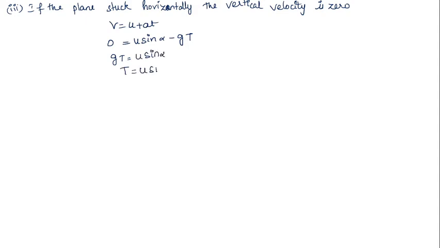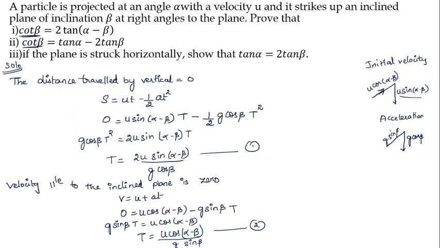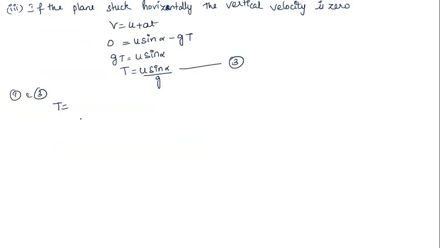T is equal to U sine alpha by G. We can consider this as equation 3. So compare equation 1 and 3. We know that our equation 1 is the time of flight, which is 2U sine (alpha minus beta) by G cos beta. So this will be 2U sine (alpha minus beta) divided by G cos beta, which is equal to U sine alpha by G.